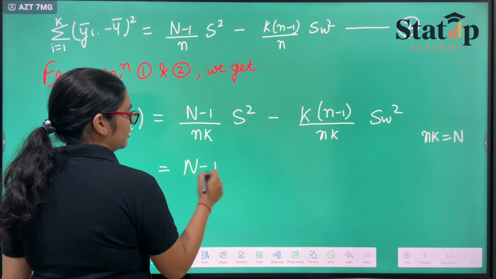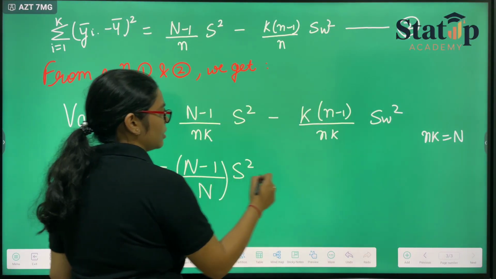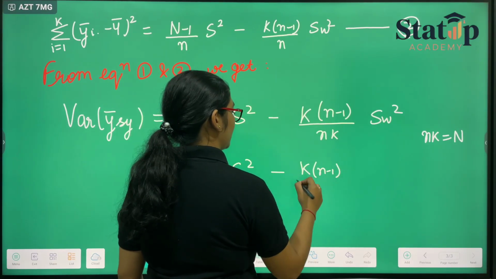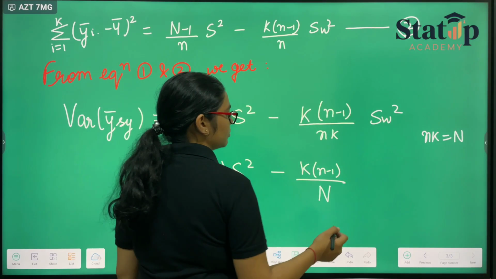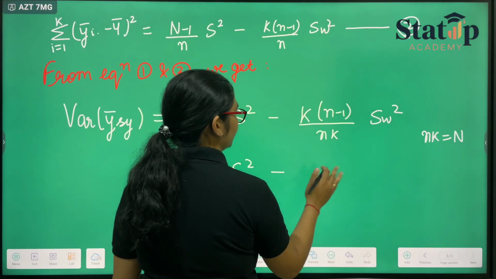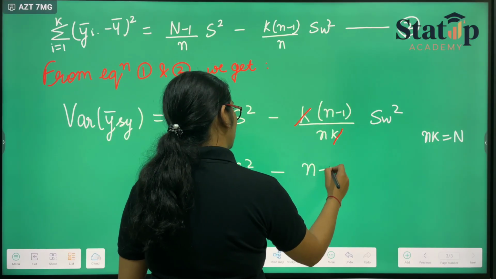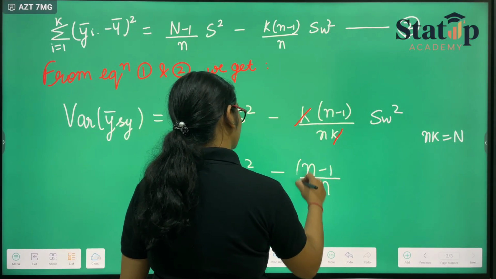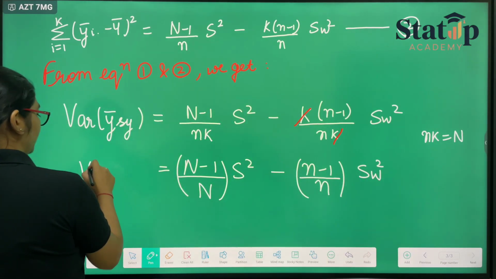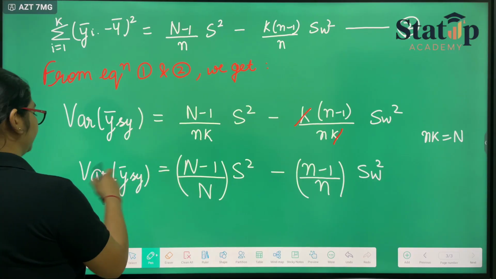Capital N minus 1 upon capital N into S square minus k into (small n minus 1) upon capital N, or here we can just cancel k with k, and we are left with (small n minus 1) upon small n into Sw square, which is known as the variance of y bar systematic.